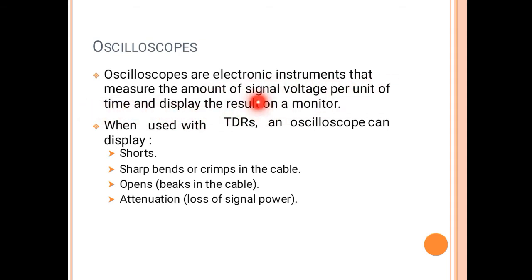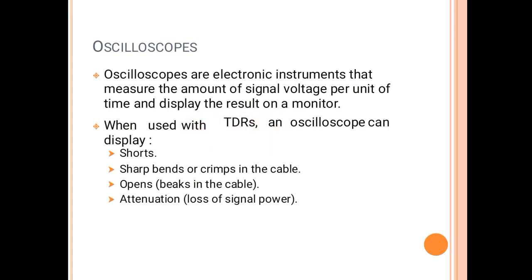When used with a TDR, an oscilloscope can display shorts, sharp bends or crimps in the cable, opens, meaning breaks in the cable, and attenuation, the loss of signal power. So this is our display on an oscilloscope meter with TDR.